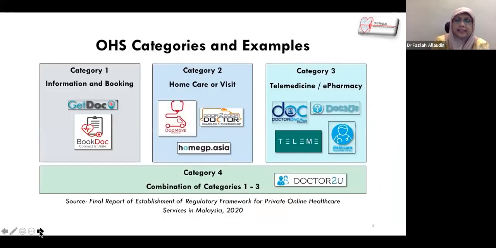These are the four categories that we have defined in our final report, from category 1 to category 4. Category 1 is mainly information and booking. These are some examples of companies in Malaysia. Category 2 involves either home care or visits. Category 3 is purely telemedicine or e-pharmacy, where the healthcare services are provided this way, and also medications. Category 4 can be a combination of any of 1, 2, or 3. Some companies have moved over the years from category 1. During COVID, they may have moved up to category 2 or even category 4. So these are some of the examples.